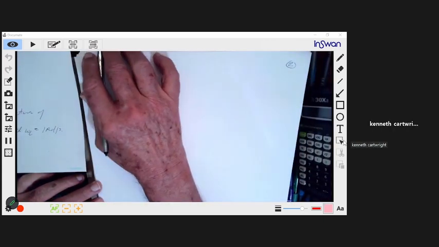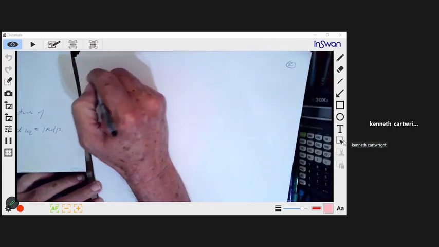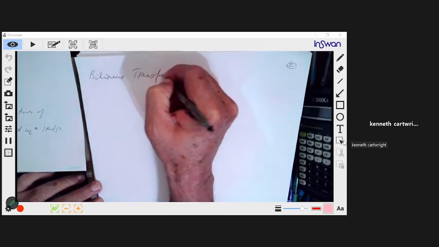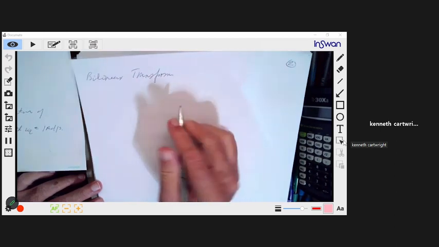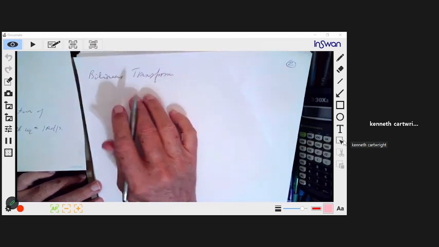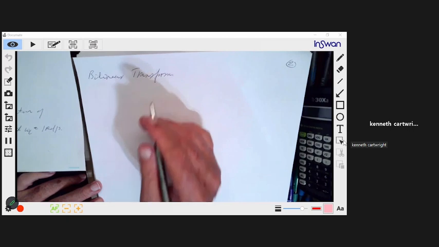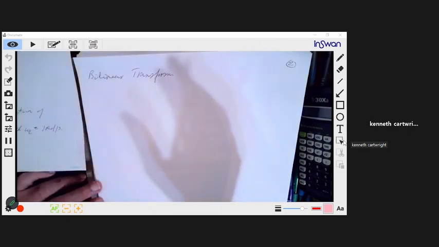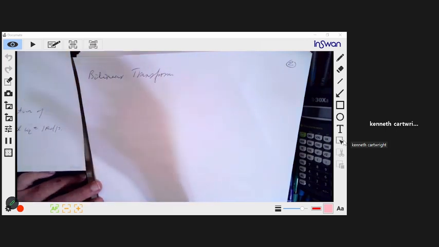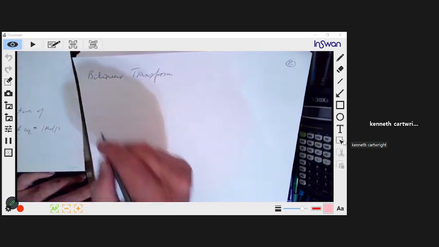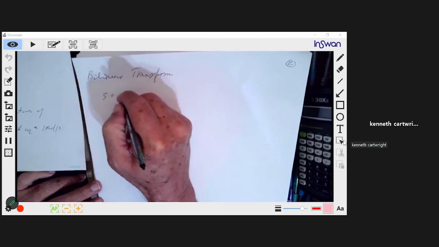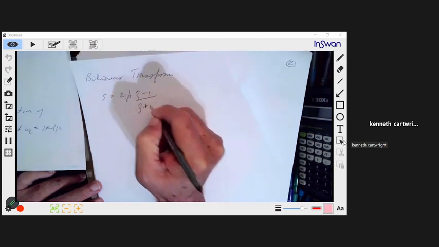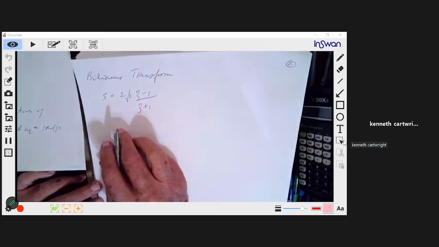So now I'm going to talk about the bilinear transform itself. The bilinear transform is used where you see s, replace it by a function of z, because when you have a function of z, that'd be the digital filter. So s is going to be 2fs times (z minus 1) over (z plus 1). This is the bilinear transform.